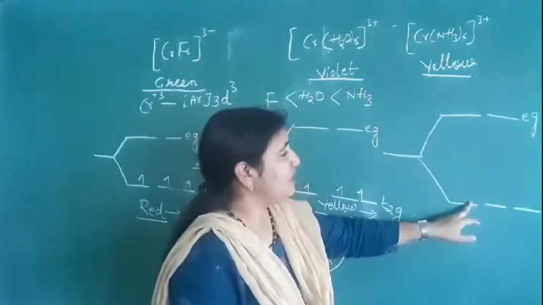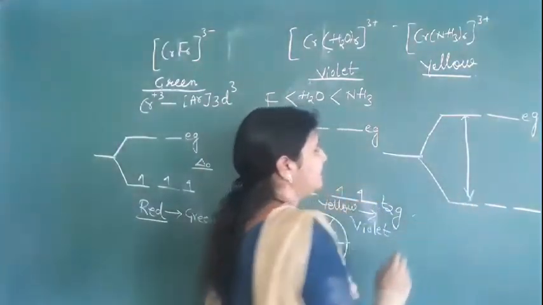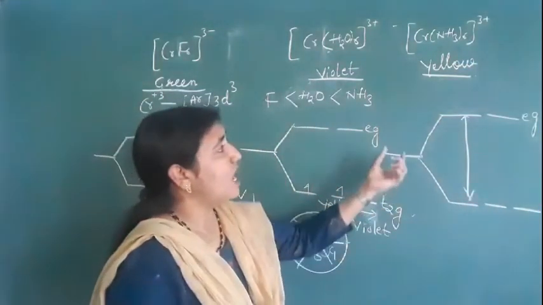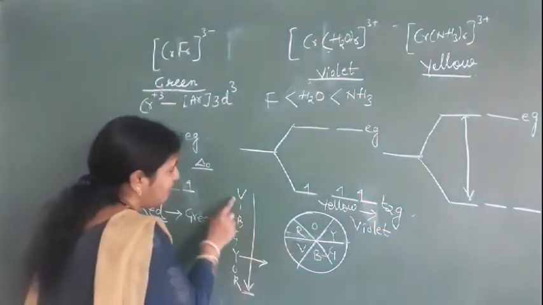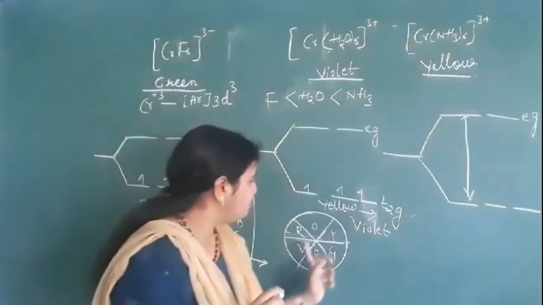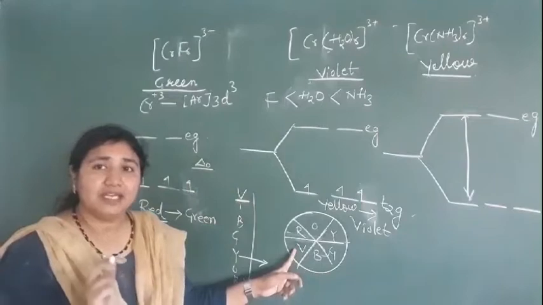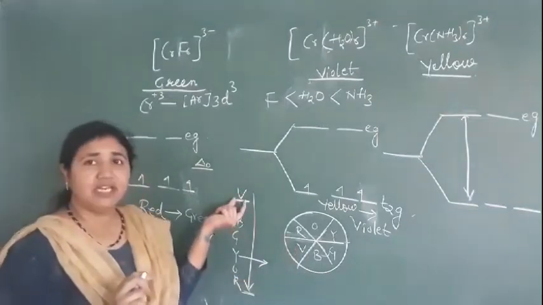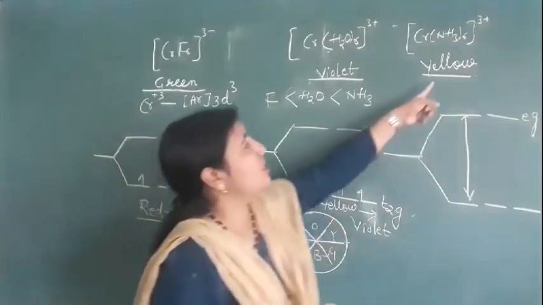This gap is more here. The crystal field splitting is high, in this case the highest among these three. So they will absorb the high energy wavelength. What high energy wavelength do we have here? Violet. Here the color is yellow. That means it absorbs which color? Violet. It will absorb the high energy violet wavelength, and it gives the complementary color, yellow.